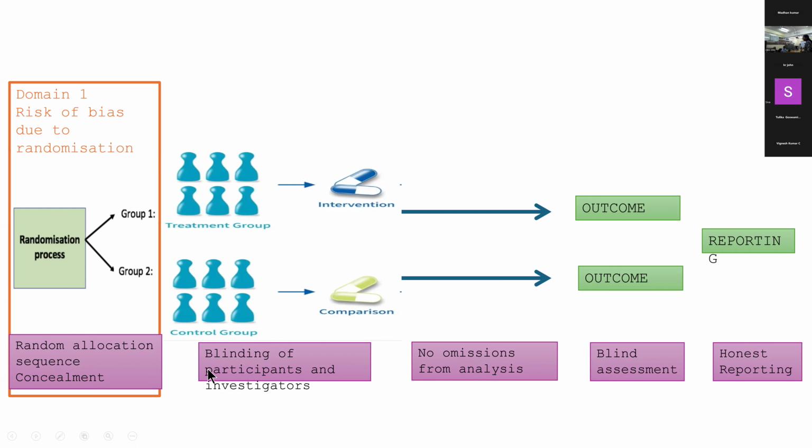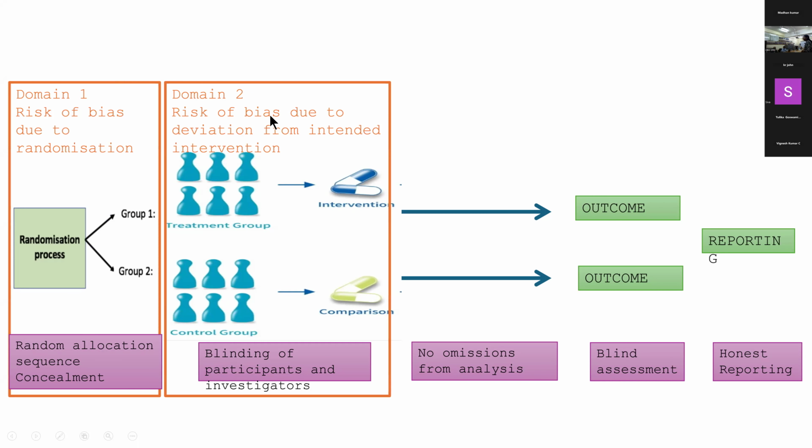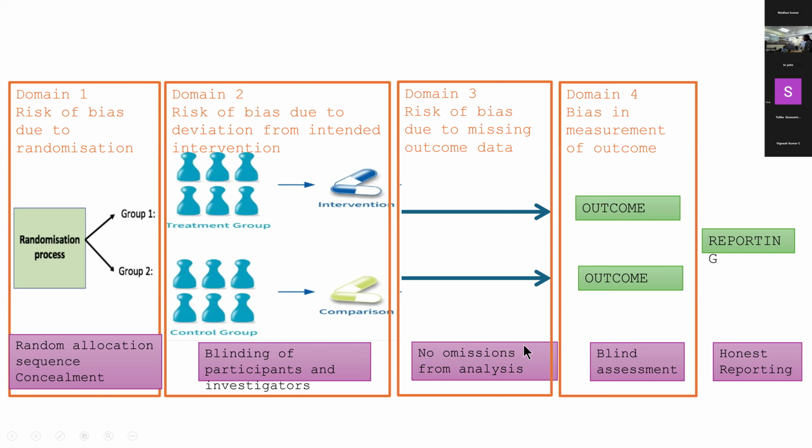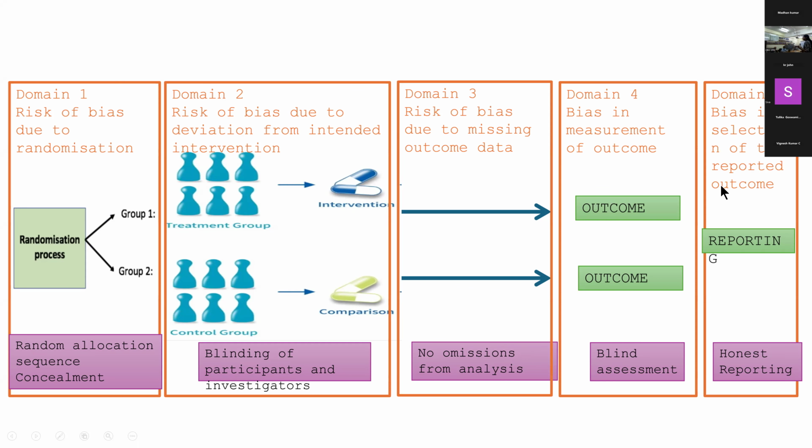The next step in your RCT is giving the intervention as well as the comparison. And the important safeguard here is to blind the participants as well as the investigators. So this is captured in domain 2 of the ROB2 tool, which looks at risk of bias due to deviation from intended intervention. The third important thing is the omissions from analysis. So this is captured in domain 3, that is risk of bias due to missing outcome data. The fourth domain deals with measurement of outcomes. The safeguard is blind assessment. And the last is reporting, how honestly you report your results. And that is captured in bias in selection of the reported outcomes. So these are the 5 domains which are there in ROB2.